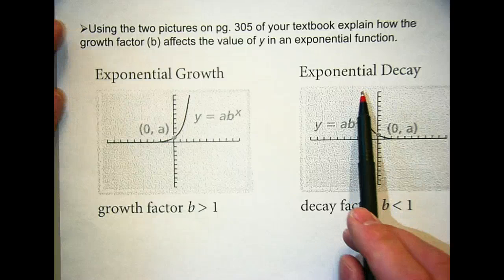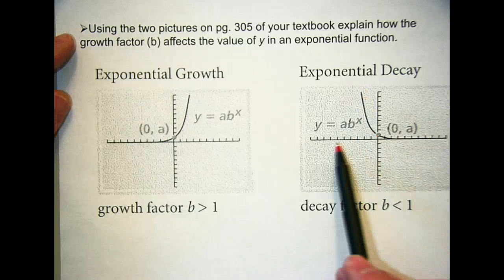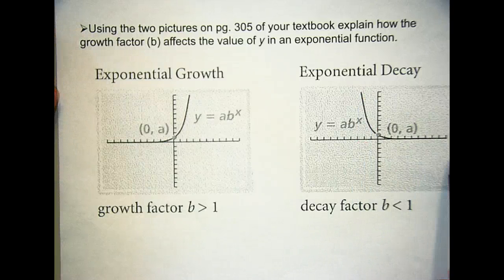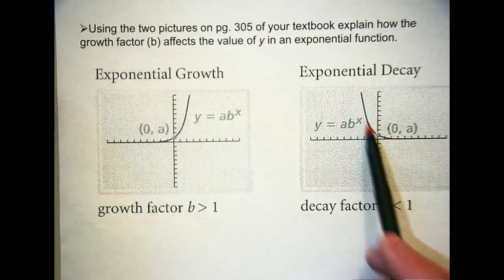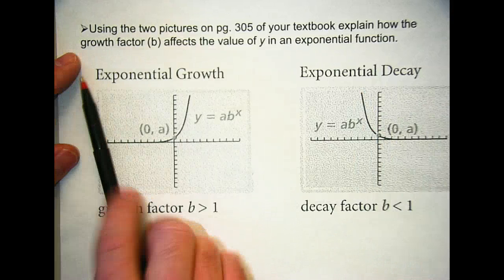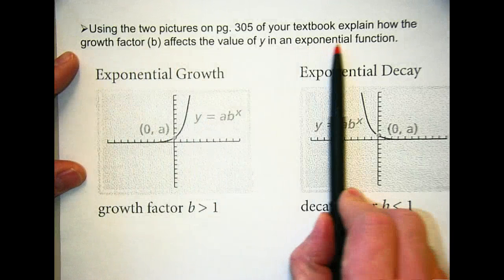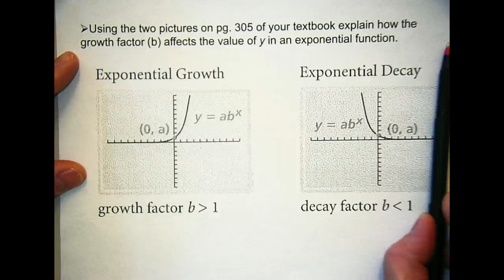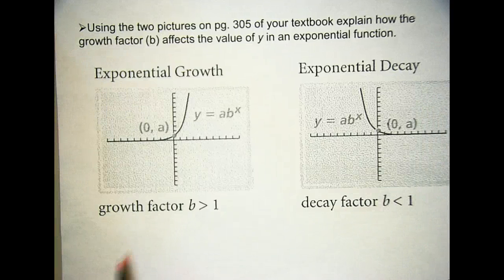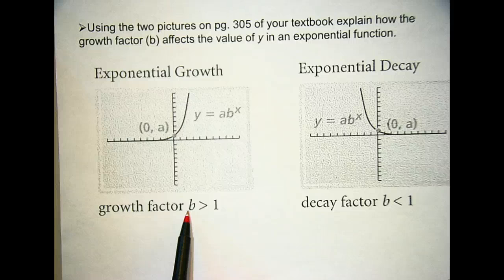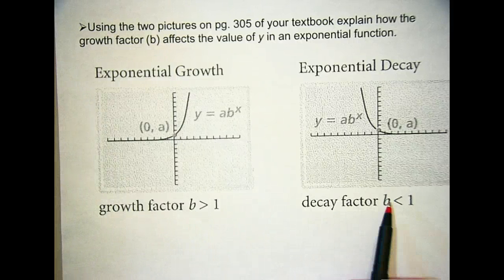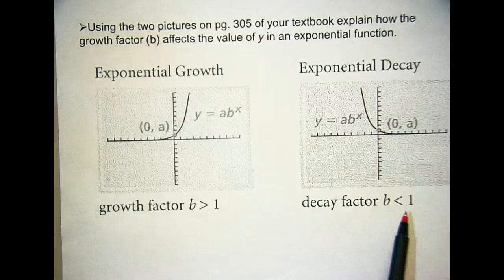Exponential decay in picture: as x increases, y decreases. Or the graph's falling from left to right. If you read it like a book, from left to right, the graph is rising for growth. From left to right, the graph is falling for decay. So in terms of your equation, b has to be greater than 1 here. Here, b has to be less than 1. We want it greater than 0, though. Any questions there?